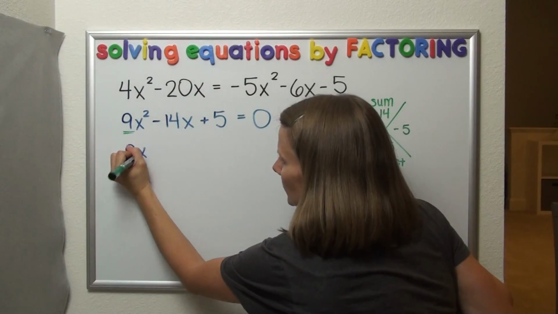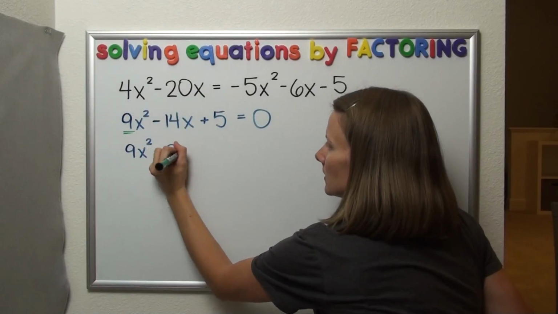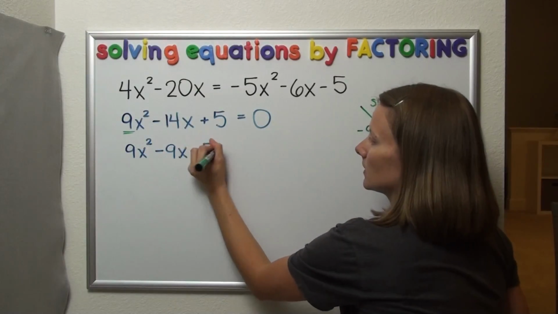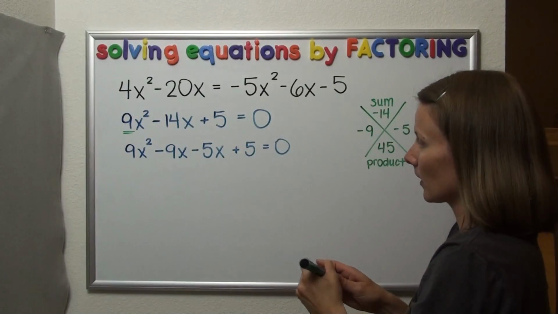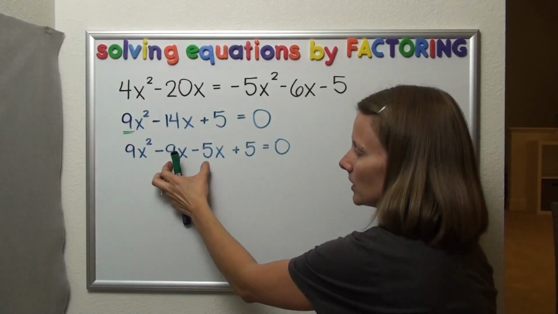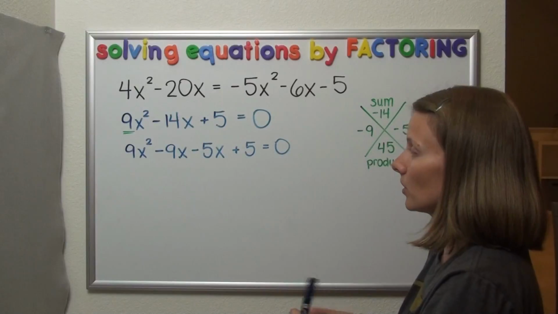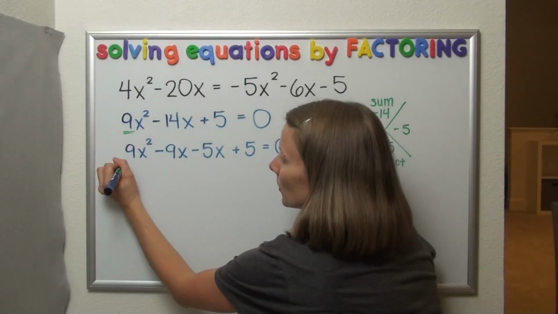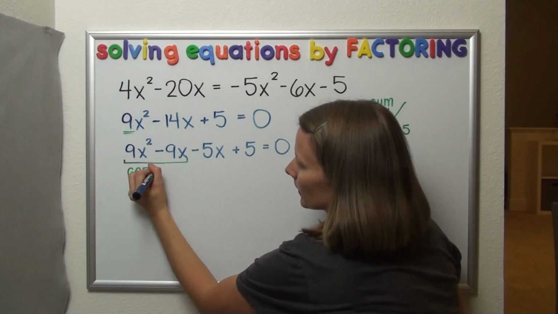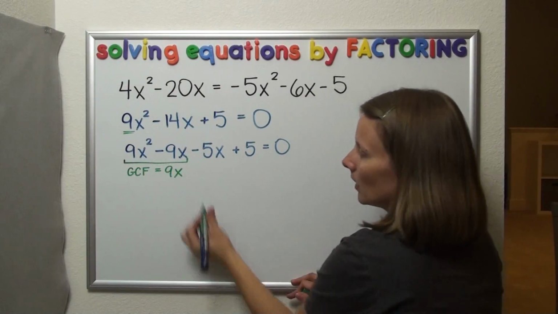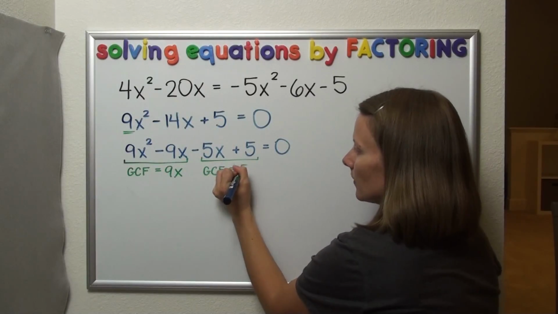So we've got the 9x squared. And now that negative 14x splits, we'll have a minus 9x and a minus 5x. We still have plus 5 equals 0. In splitting that negative 14x into 2 pieces, we now have created 4 terms. Anytime you have 4 terms, you want to factor by grouping. So we're going to group the first 2 together, and we see that their GCF is going to be 9x. And then we'll group the second 2 together. We see that their GCF is 5.